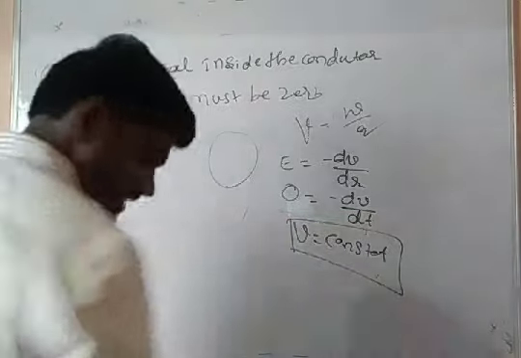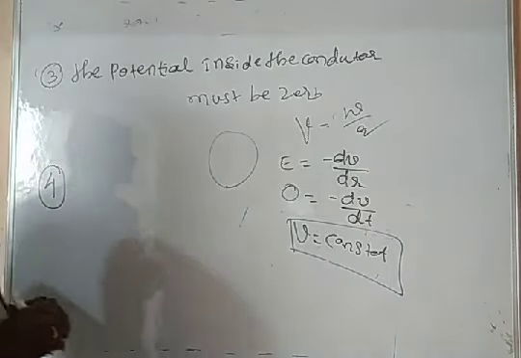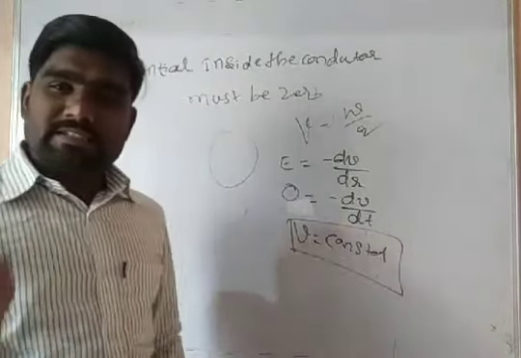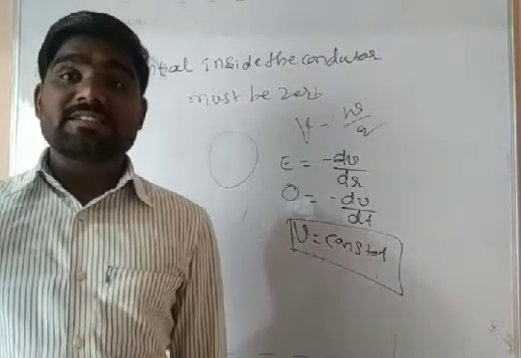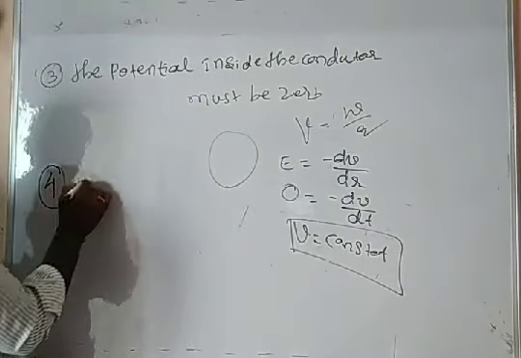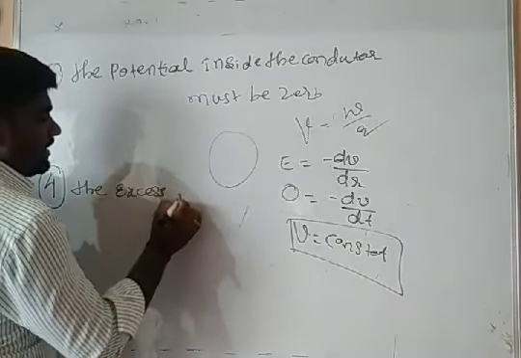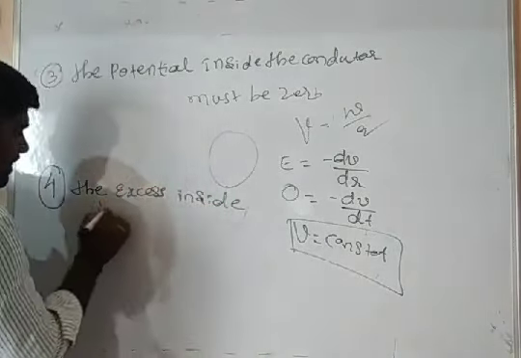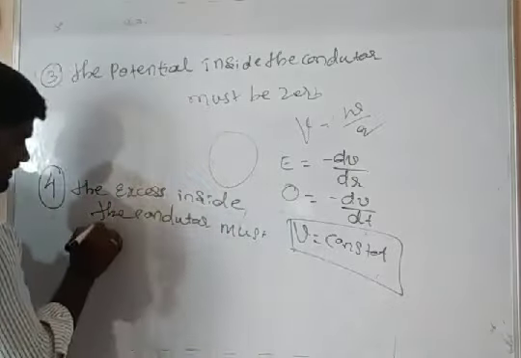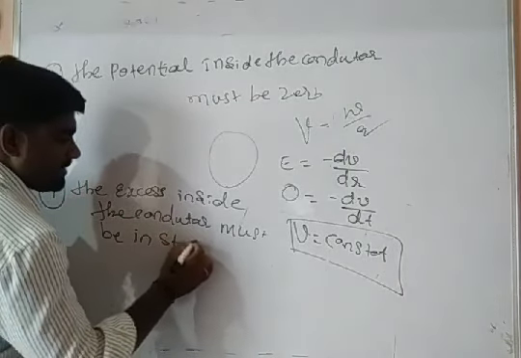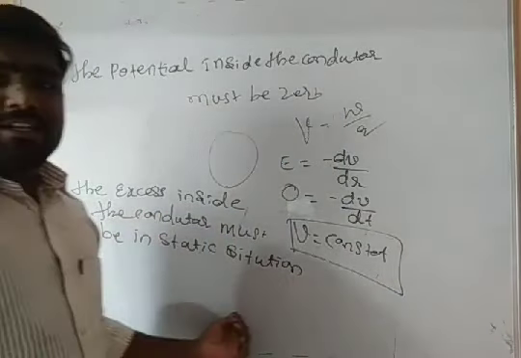Then the fourth property. See here, the fourth property tells us that whatever the excess charges are inside the conductor, they must be in a static situation. The excess charges inside the conductor must be in a static situation. What is the meaning of this?